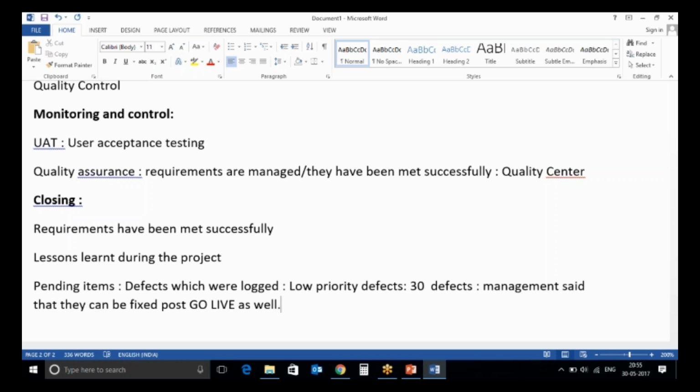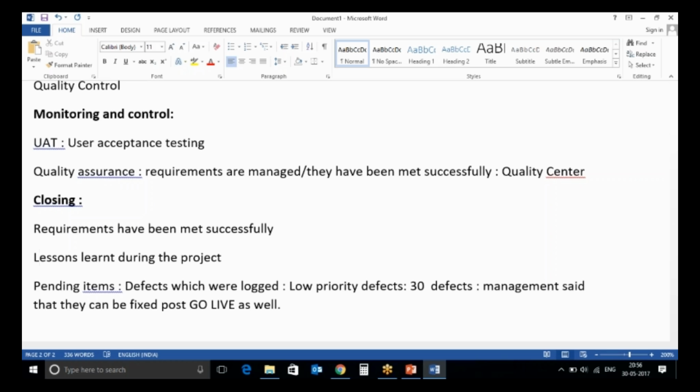Let's say there is one functionality on the website which is not working, but it's such a small functionality. Let's say the help page, in which the content is showing but the fonts are not correct, or probably the alignment is not correct. That shouldn't stop a website from going live, right? So these are the pending items which are made note of, that they will be done post go live.